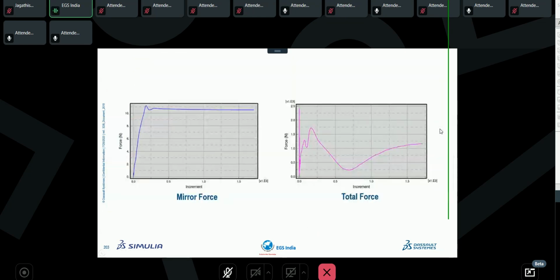Right. So what we have validated is the mirror force along with the total force. In the mirror force we can check whether it can withstand this force or not. With that value, any parametric dimension which we consider can also be altered.